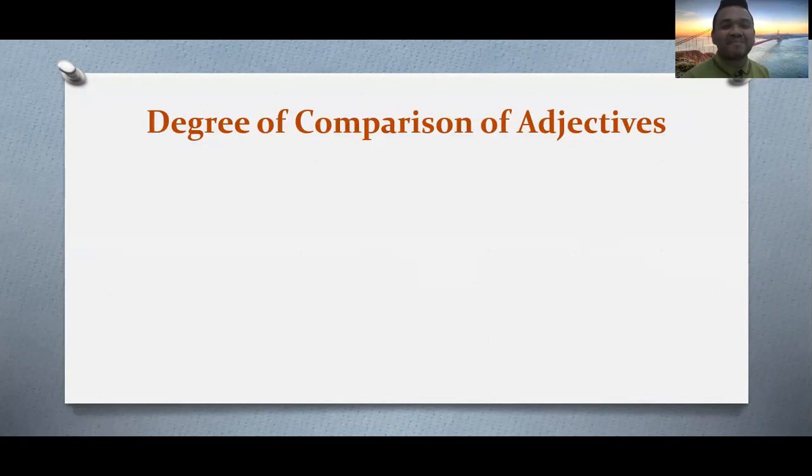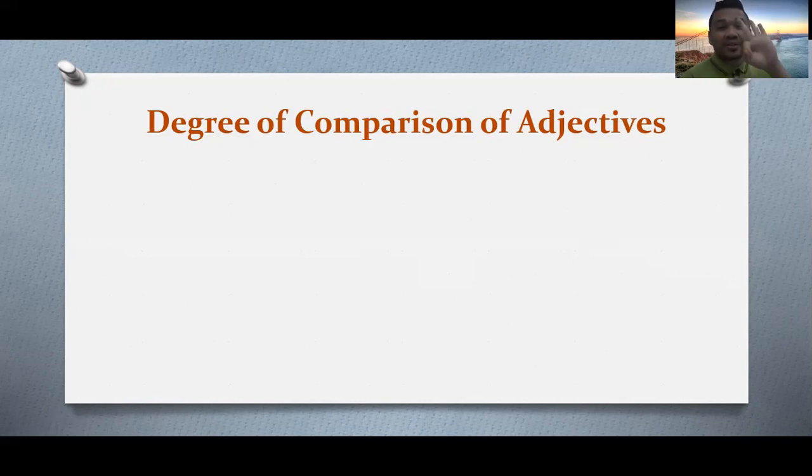I would like you to type in your answer in the comment section, or if you're watching in this premiere, in this live, type in what these degrees of comparison of adjectives are. Come on, type in your answers in the chat box. I'll give you 5 seconds. Okay, so let me see if you got it right.